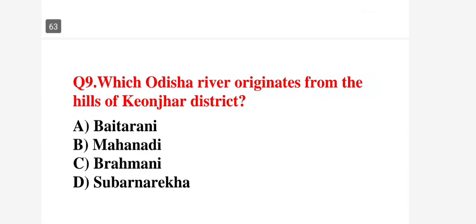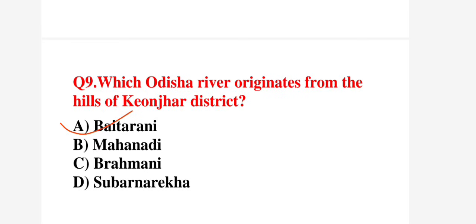Our next question is about a river in Keonjhar district. Which Odisha river originates from the hills of Keonjhar district? Can you answer this question? Very easy question. Option A Baitarani, option B Mahanadi, option C Brahmani, and option D that is Subarnarekha. So what is the right answer here? Here the right answer is Baitarani.